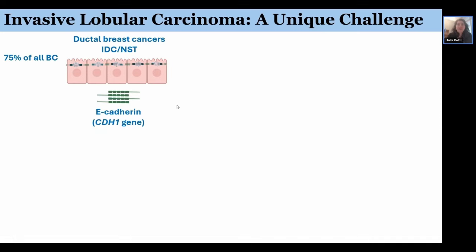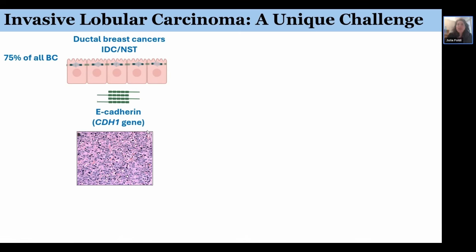They have a protein called E-cadherin that I'm showing here in green that binds cells to each other. It's what's called an adhesion molecule. The protein E-cadherin is made from the gene that we call CDH1. And because of that, ductal tumors typically form lumps or masses because these tumor cells stick together because of this E-cadherin protein.